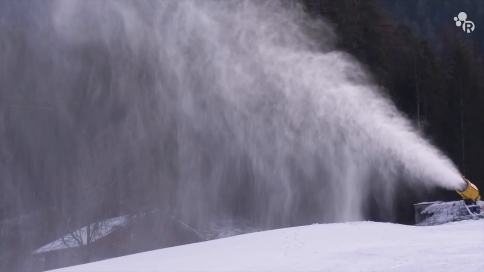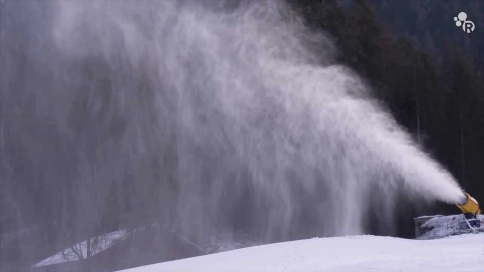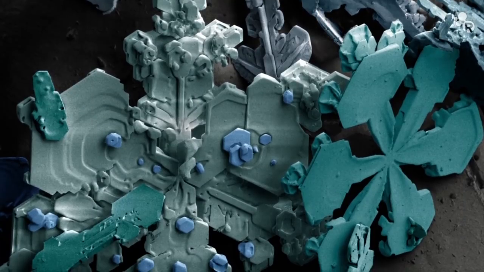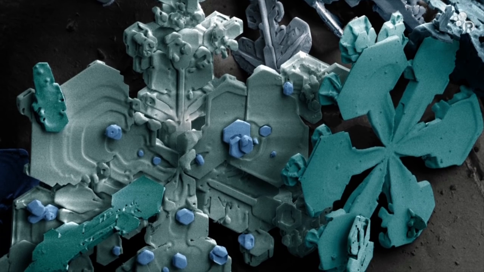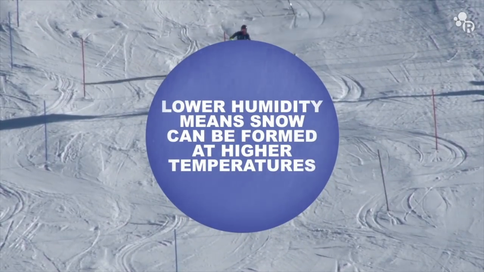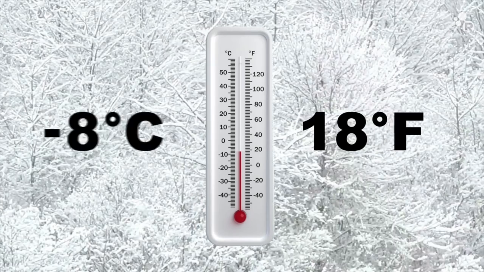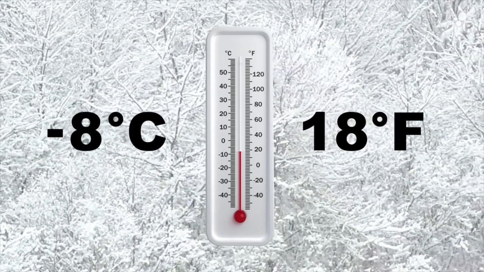Also, the compressed air expands when released, thus dropping its temperature alongside the temperature of the water particles. Another important component to making snow is to make sure that you've got the right combination of temperature and humidity. Lower humidity means that snow can be formed at higher temperatures. With untreated water, a temperature of about 18 degrees Fahrenheit, or about negative 8 degrees Celsius, is needed.